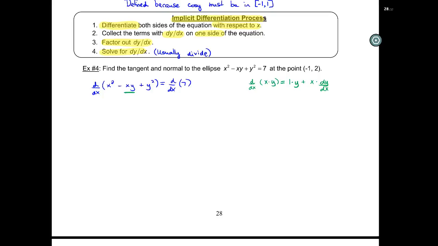Product rule. Oh, yeah. So what's the derivative of y? It's 1 dy dx. I just didn't put a 1 in here. You don't need a 1. If you want to put in 1, go for it. That's the derivative of y. I know.